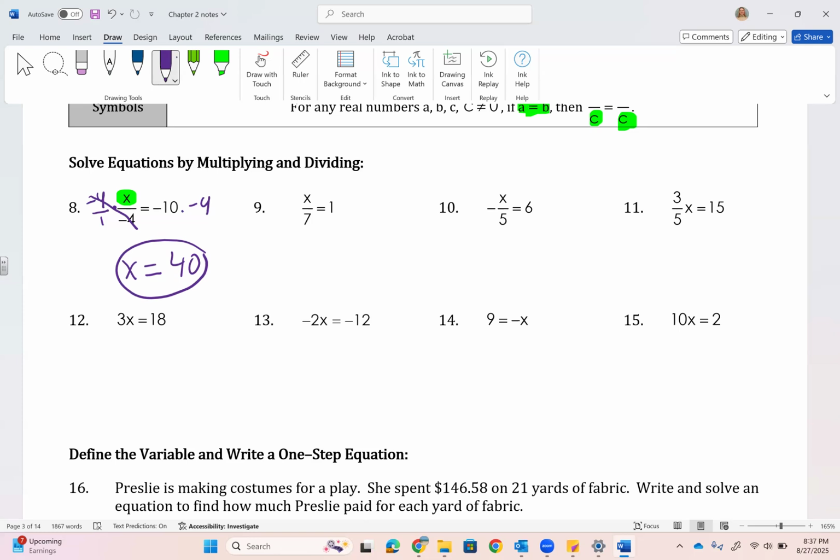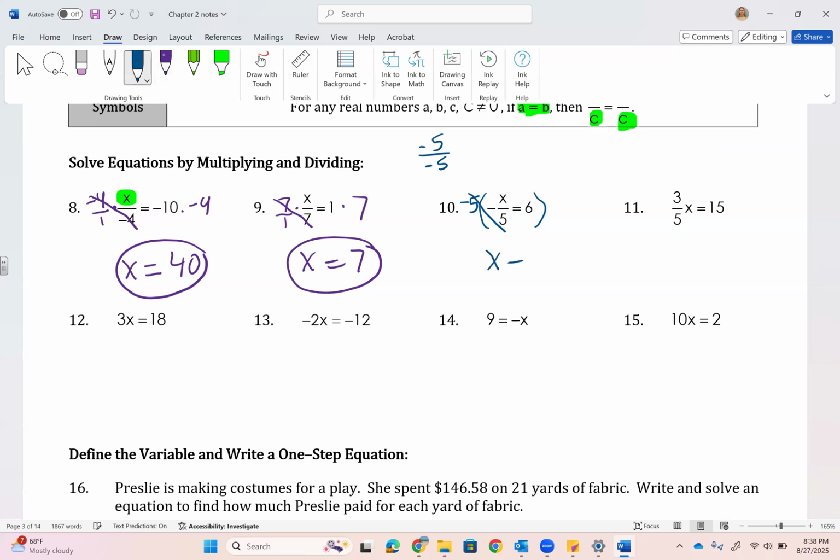The next one says x divided by 7. To get rid of divided by 7, you're going to times both sides by 7. 7 over 7 is 1. If you times the left side by 7, you get x. If you times the right side by 7, you get 7. This next one has a negative 5 on the coefficient. So if you multiply both sides by negative 5, if you do it in your calculator, negative 5 over negative 5 makes a positive 1. So we're getting 1x. If you do it to the left, you've got to do it to the right. You get negative 30.